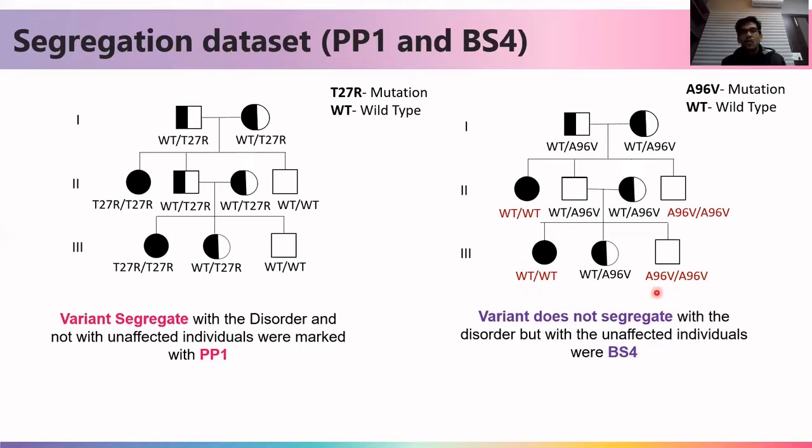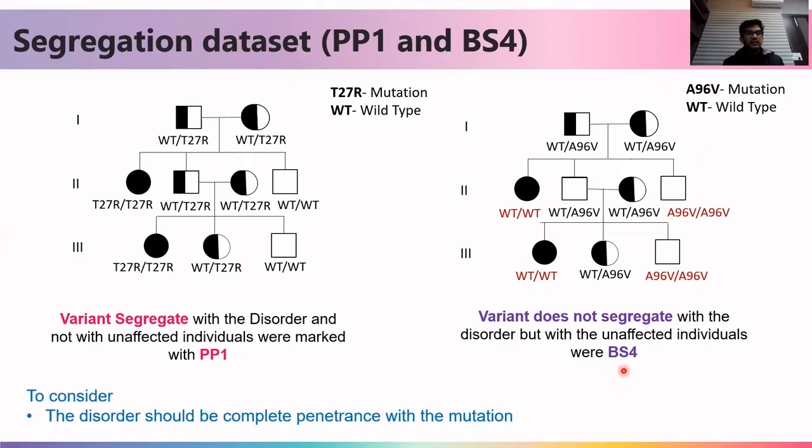This represents a variant that does not segregate with the disorder, because in this scenario both of them are unaffected and have the variant. So in this scenario, you will mark A96V as BS4. Okay, for PP1 and BS4, you have to mark only when there is a complete penetrance with the disorder, not for incomplete penetrance or expressivity.